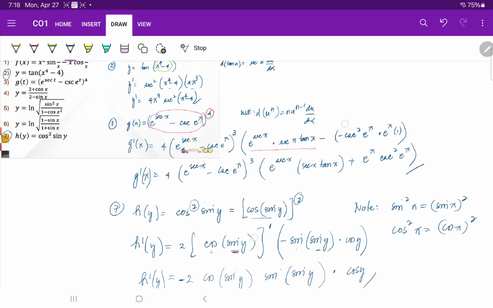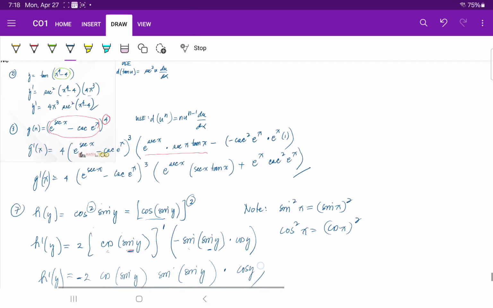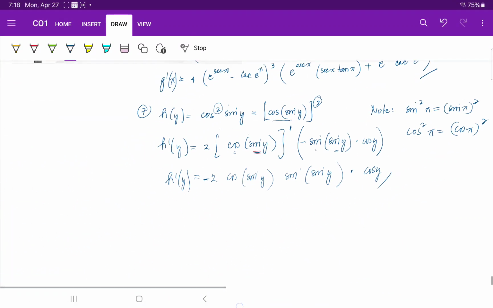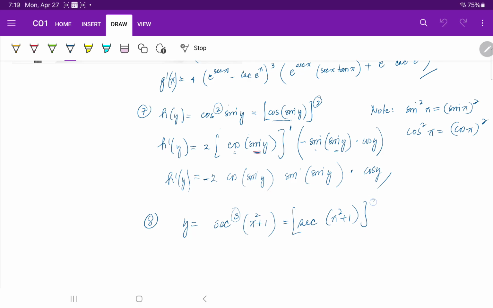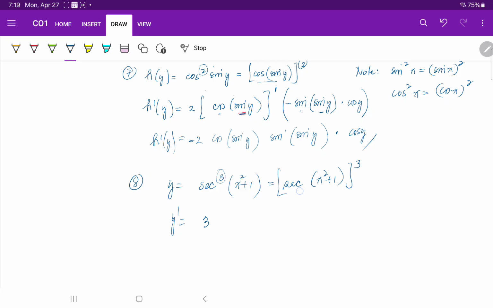Alright? So take note that, say we have this one. Let's have an additional problem. Say we are given y is secant to the third of x squared plus 1. So this is actually the same as what? We don't have a formula for secant cube. But we could write this as secant of x squared plus 1 raised to the third. So our y prime is 3. You use here u to the n. So n times what?